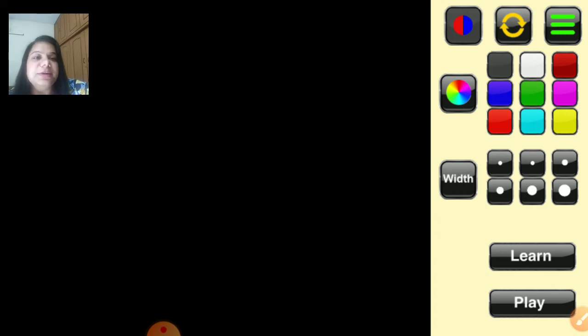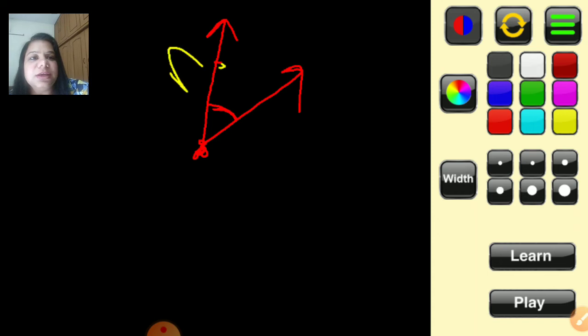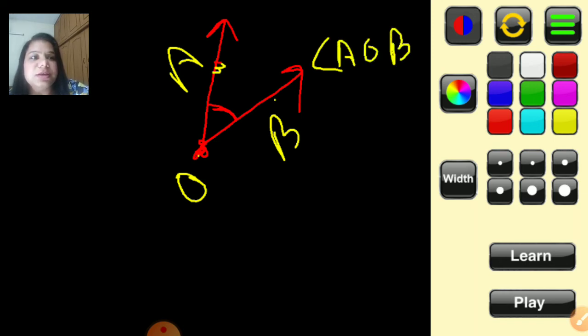I repeat it again. If I draw a ray starting from this point and, from this same endpoint, draw one more ray, what does this form? This is an angle. If I take the names A here, O here and B here, the name of the angle can be written in two ways. Firstly, you can write angle AOB. Next, you can write only angle O. And otherwise, if I take angle 1 here, it can be written as angle 1.